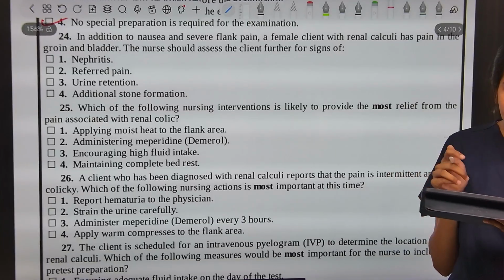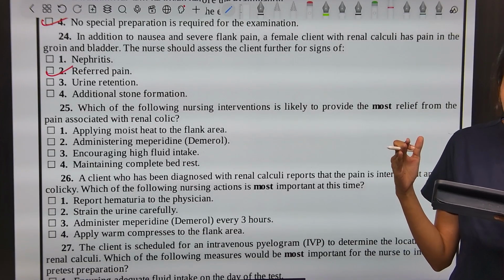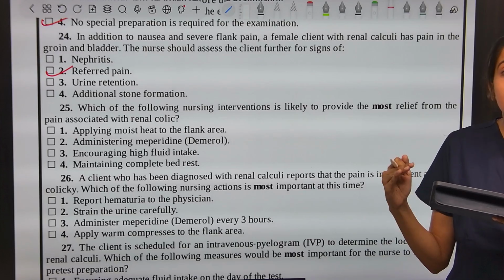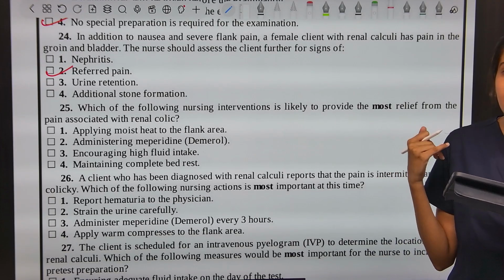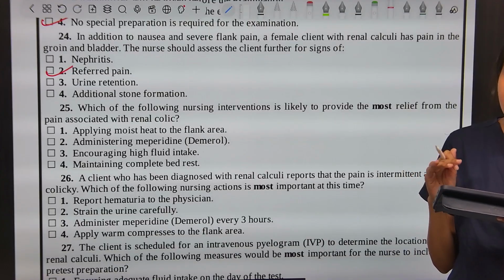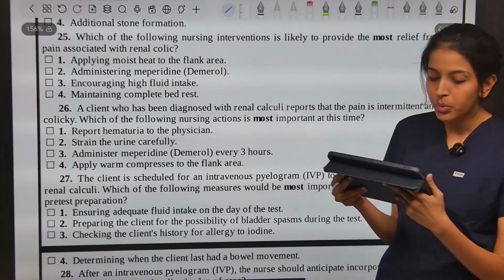The right answer will be referred pain, because there is severe flank pain related to renal calculi, means the stone pain is radiating to our back area. So this will be a referred pain. Now read the question number 25.